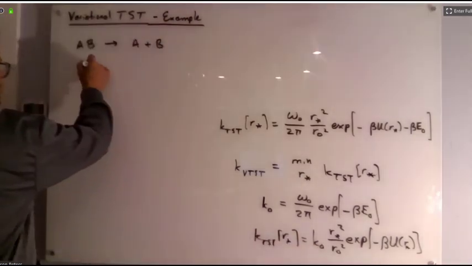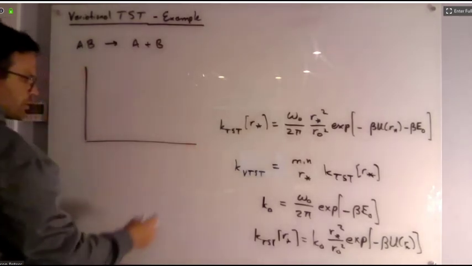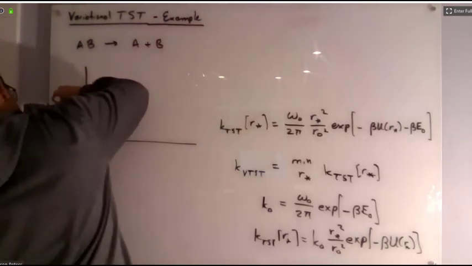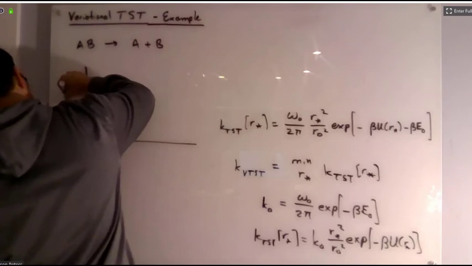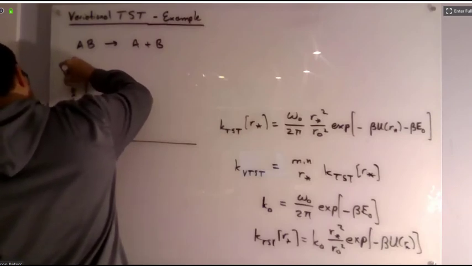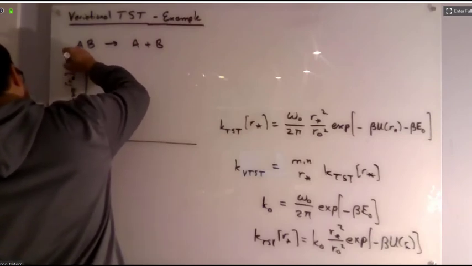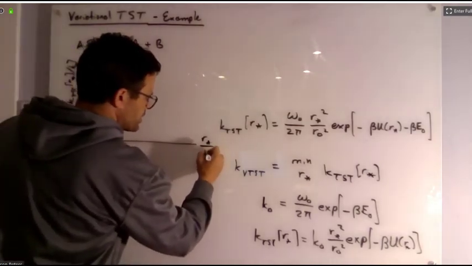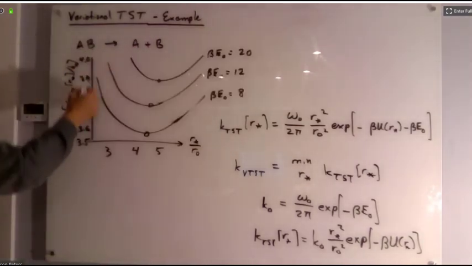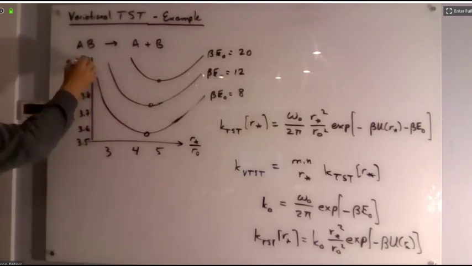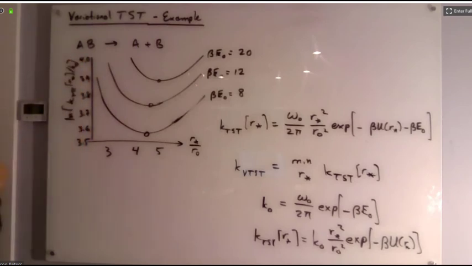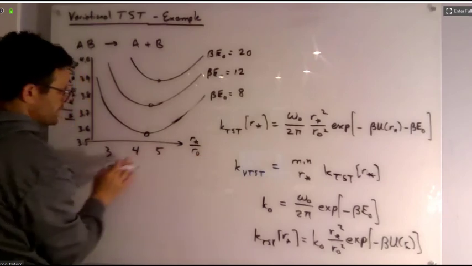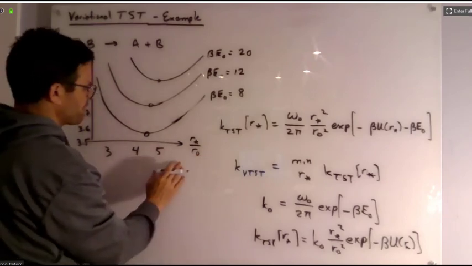And so now what we're going to do is plot the logarithm of K_TST at R star divided by K naught. We're going to plot that versus R star over R naught. So these are the axes. That's going from about 4 to about 3.5, and the R star over R naught is going from about 3 to about 5 or 6.